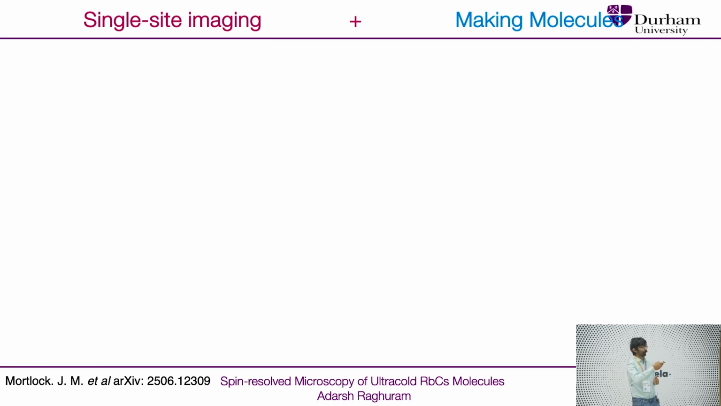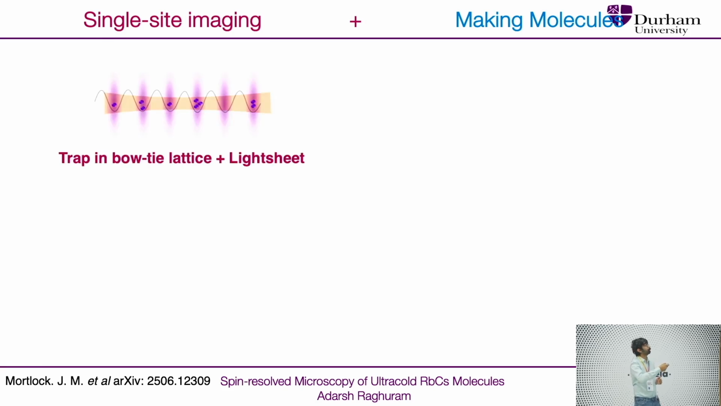For the single-site imaging, we first did all of this with atoms, both cesium and rubidium. We trap the atoms in a bow tie lattice made of 1064 nm light, where the lattice sites are 752 nanometers apart. And we use a 7-micron waist light sheet to give us vertical confinement and compress everything into one layer for imaging.